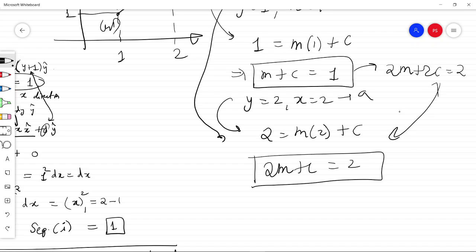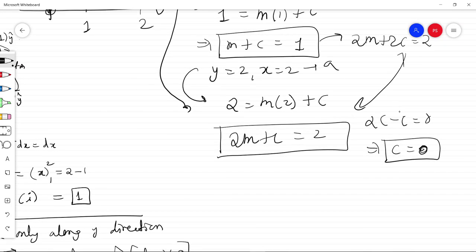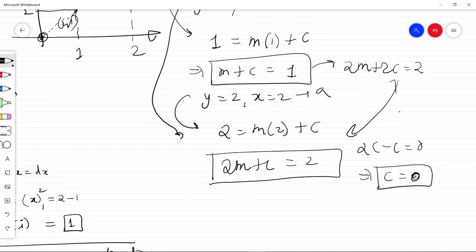If we subtract these two, we get 2c minus c is equal to 0, that is c equal to 0. So the intercept on the y-axis is 0, and that is clearly visible if we extrapolate this straight line. We see that it intersects the y-axis at 0. And if we substitute c back into either of these two equations, since m plus c is 1 and c is 0, we get m is equal to 1.